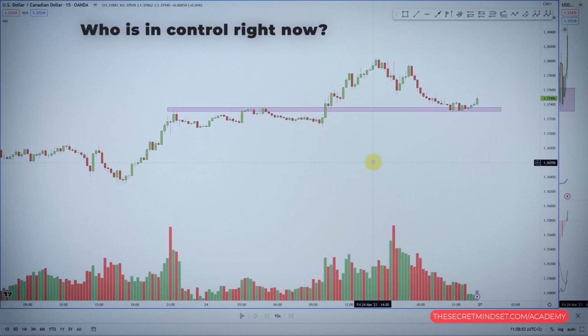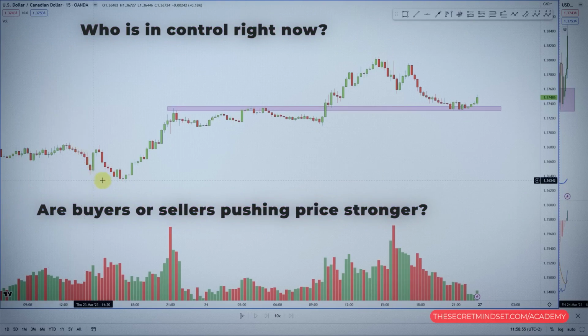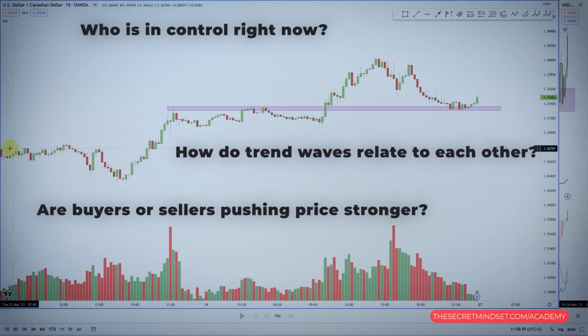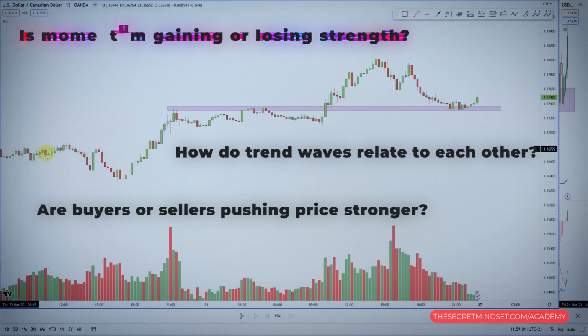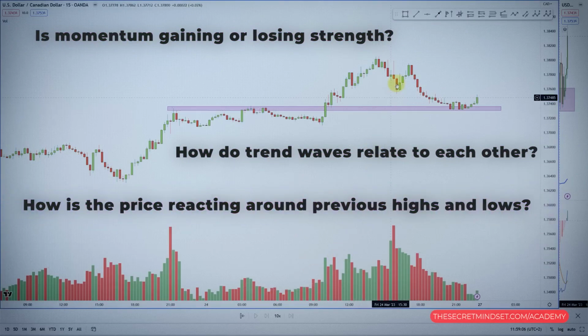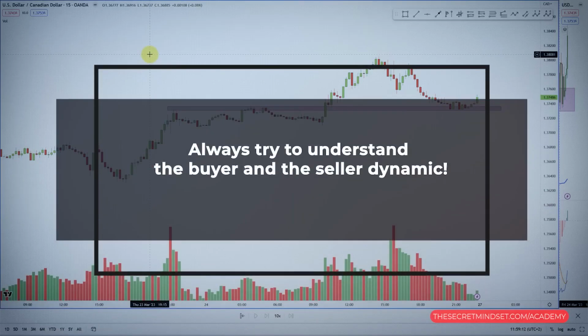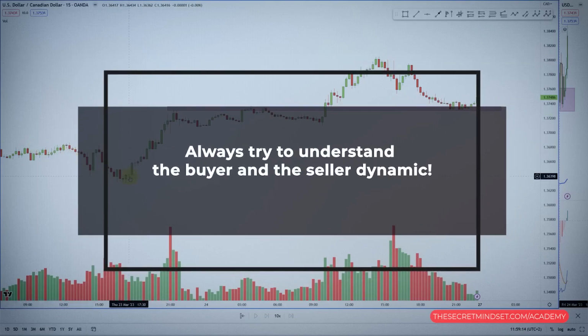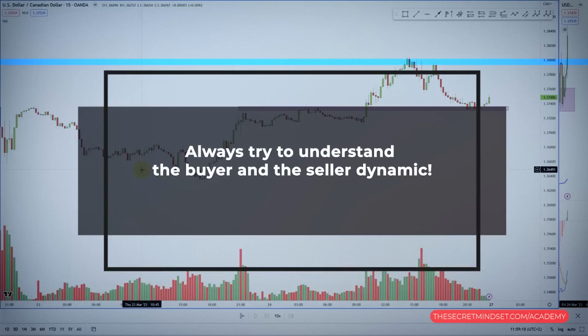Who is in control right now? Are buyers or sellers pushing price up stronger? How do trend waves relate to each other? Is momentum gaining or losing strength? How is price reacting around previous highs and lows? And how does price react at key levels? Those are all important signs that will help you understand the buyer and the seller dynamic.